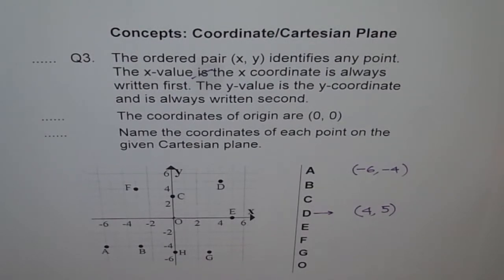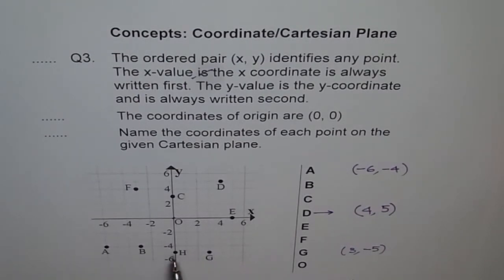Let's take G. For G, the x value is moving right first, 1, 2, 3, in the positive direction. When you move towards the right from the origin, it is always considered positive. If you move left from the origin, it is considered negative. If you go up, positive; down, negative. For G, you move right 1, 2, 3, so your x value is positive 3. For y, you have to come down 1, 2, 3, 4, 5, so it will be negative 5. Do you understand? Because you're moving downwards.